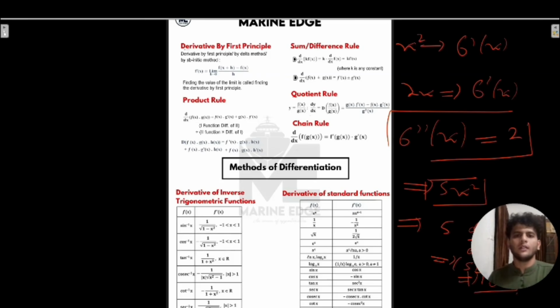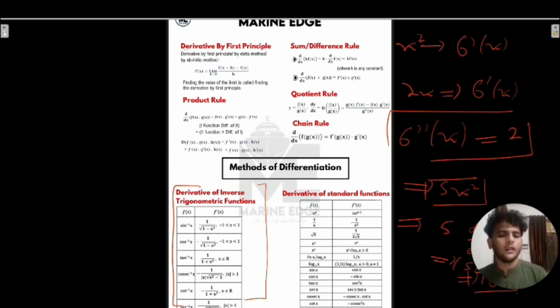The quotient rule, that is if a function is divided by any other function, what you'll do, first of all, you'll take the denominator function, multiply it with the derivative of the numerator, then you'll take the numerator, multiply it by the derivative of the denominator, divided by the square of the denominator. Yes, is that clear? So this is how you take the derivative of inverse trigonometric functions. Sine inverse x derivative is equal to 1 upon under root 1 minus x square.